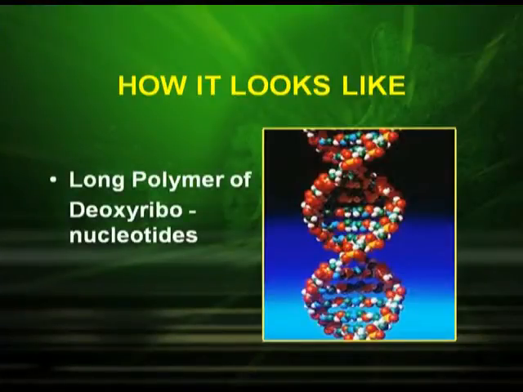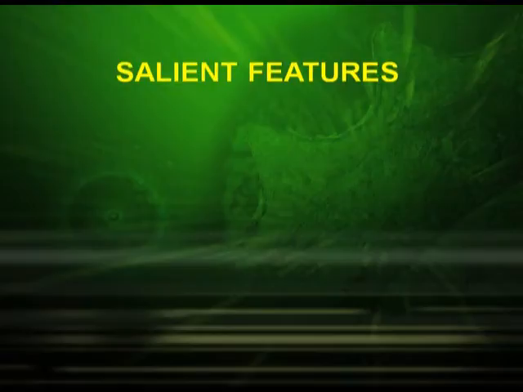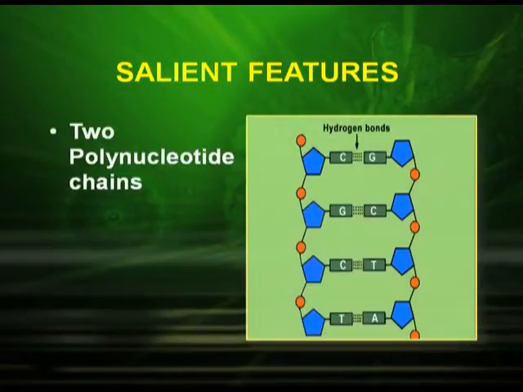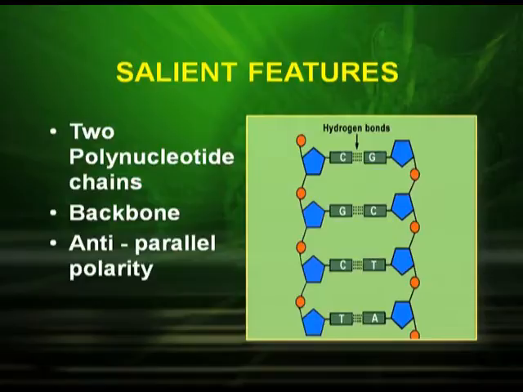Let us see how the DNA molecule looks. It is a long polymer of deoxyribose nucleotides. Now, let us see the salient features of DNA. The two polynucleotide chains are antiparallel. The backbone is made up of phosphate and sugar. The antiparallel polarity is from 5' to 3' and from 3' to 5'.